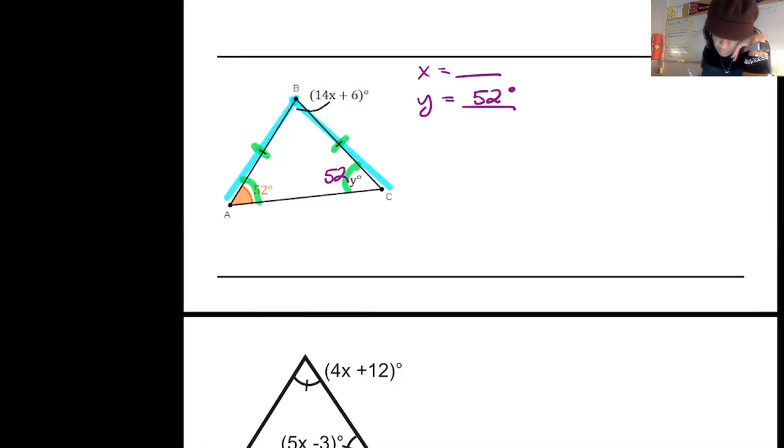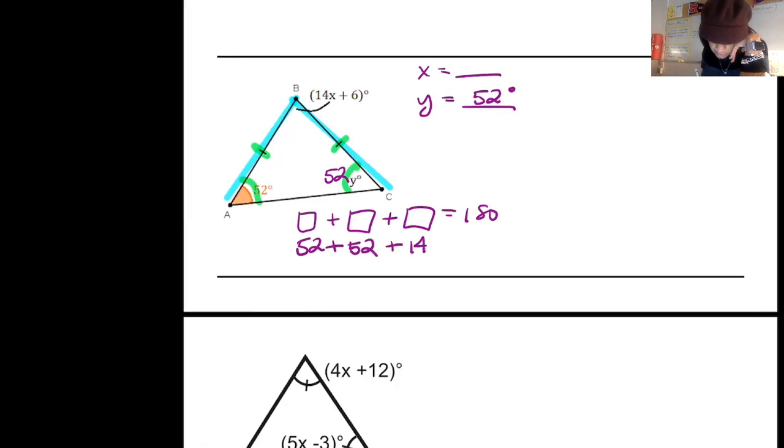So again, box plus box plus box equals 180. 52 plus 52 plus 14x plus 6 equals 180. Put this in my equation solver and I am going to get x equal to 5 degrees.